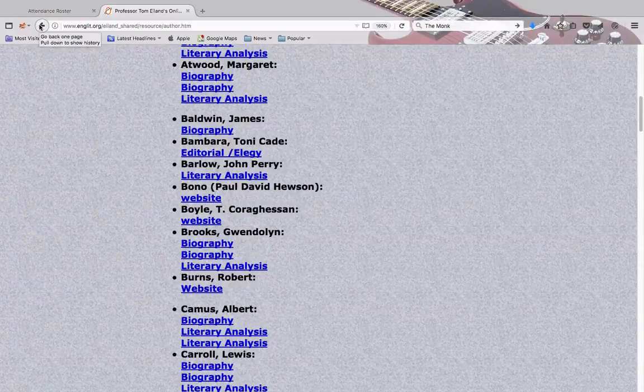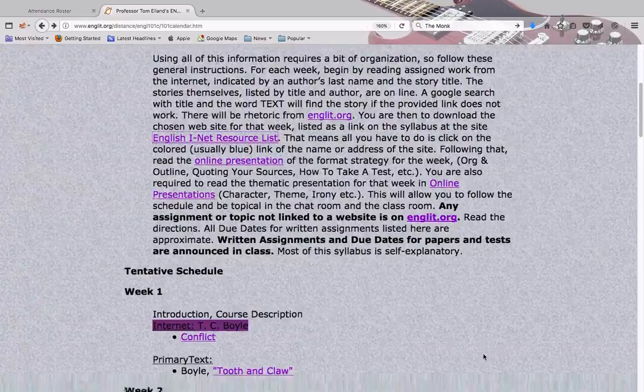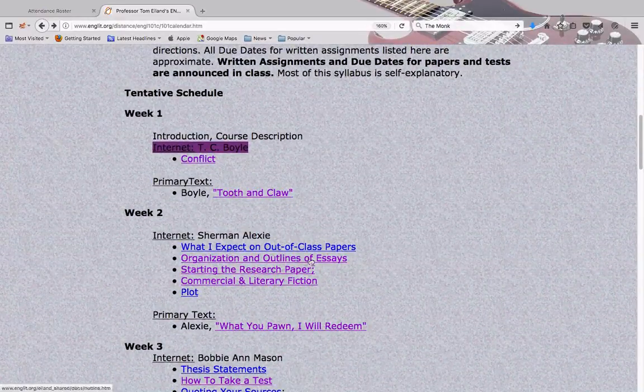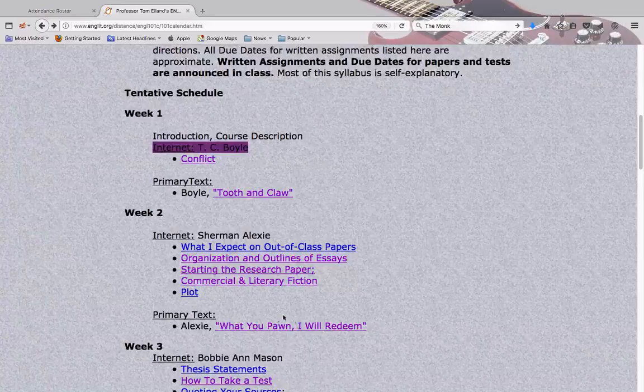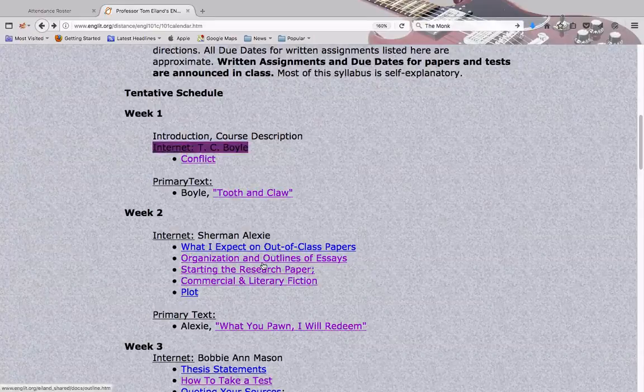And you want to get some information about who the author is and what kinds of things they write about. This is obviously important for context, and especially, for example, if you're reading a story like What You Pawn I Will Redeem, which is about the plight of Native Americans, and you find out that Sherman Alexie himself is a Native American, and he's an alcoholic, and he was once homeless, and then you read the story, you'll realize there are connections between what's going on with this main character and who the author is.